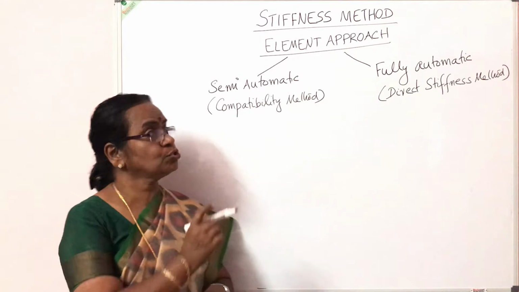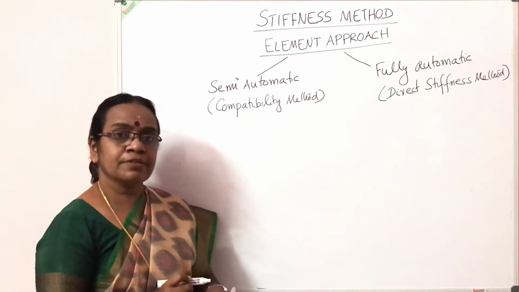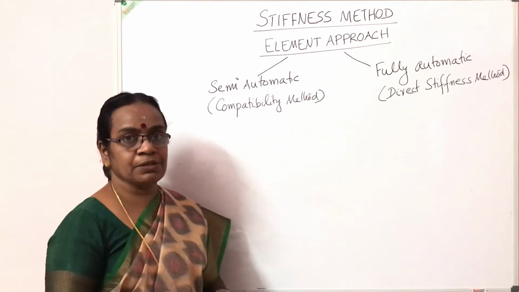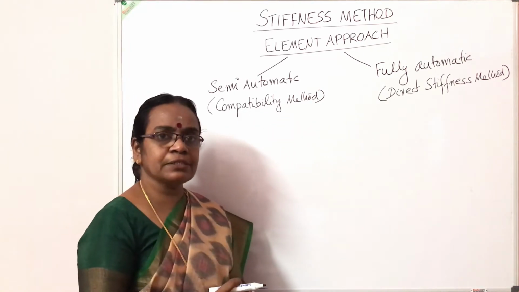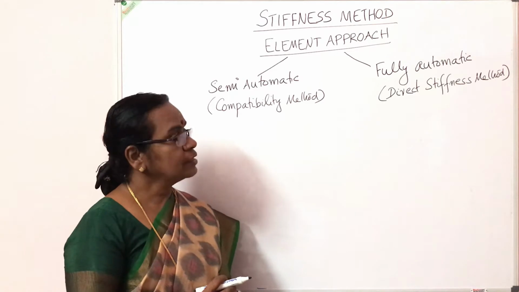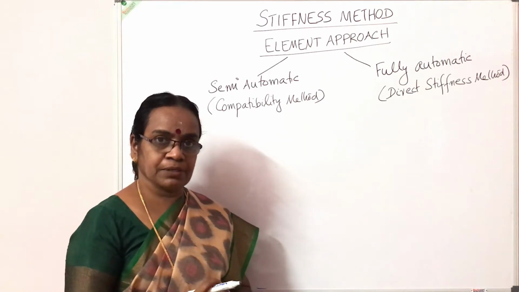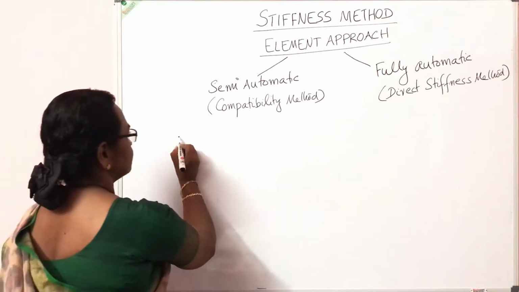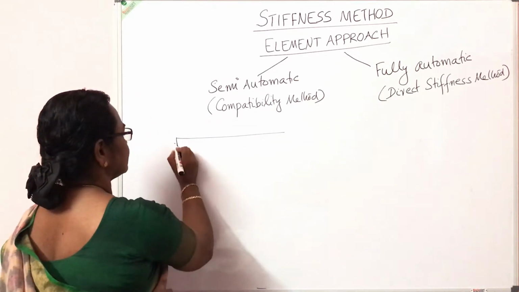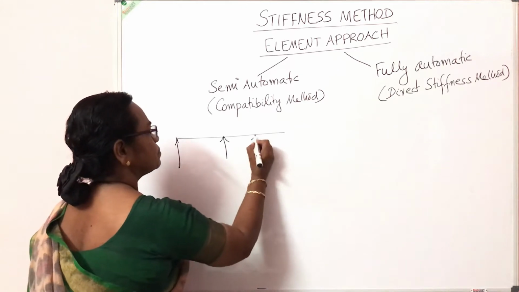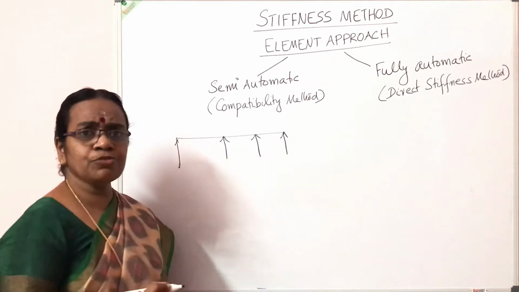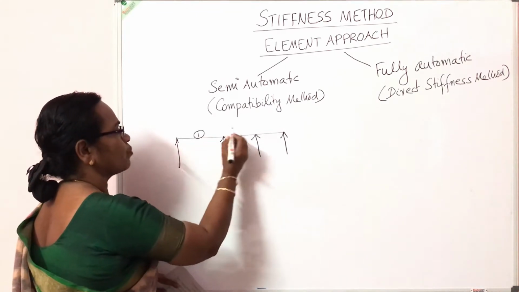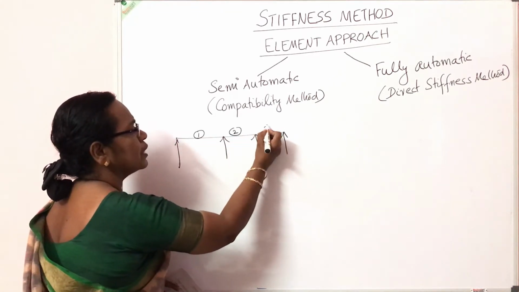In the element approach, there are two different ways. One is called the semi-automatic approach, called the compatibility method, and the fully automatic approach or the direct stiffness method. So the basic principle in element approach is a structure. Just let us consider a continuous beam like this. It is assumed to be consisting of a number of elements. So this is element 1, element 2, element 3.